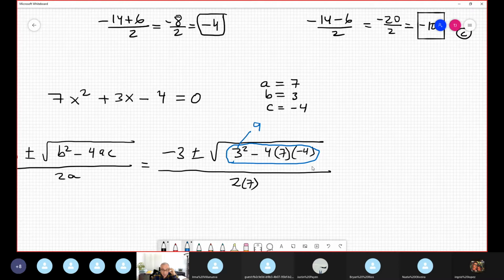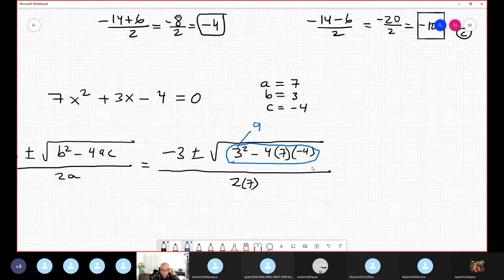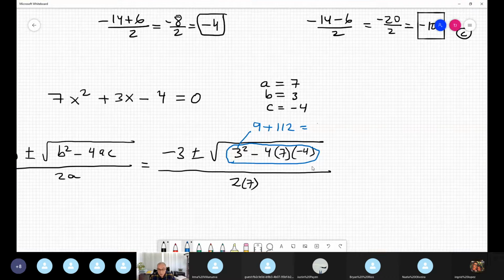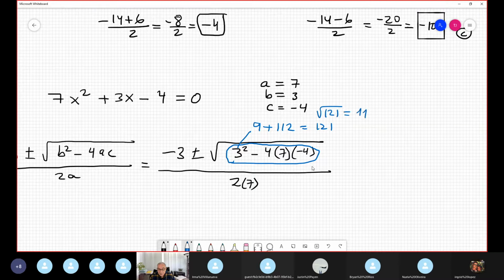Okay, and we have double minus. Be careful with the sign, it's plus. And we have 4 times 7 times 4. It's 16 times 4, no? 16 times 7. 112. Plus 9. 121. And 121, I remember very well que es a perfect square number, it's 11. Entonces we have -3 plus and minus 11 divided by 14.